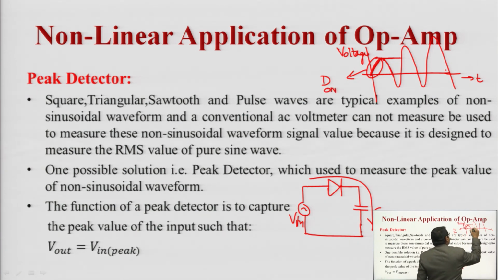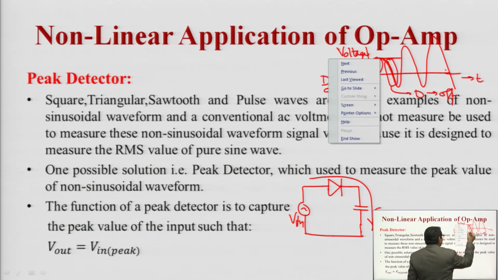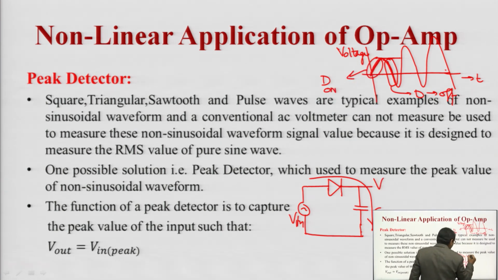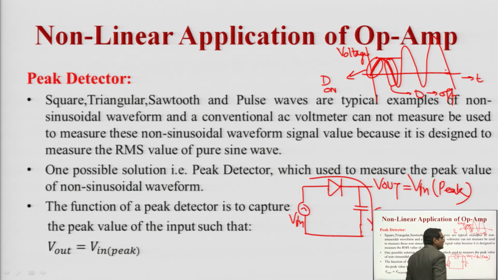and in this region, when V in starts decreasing, the diode will be off. The capacitor holds the previous value, that is the peak value, and V out will be constant. So V out in a peak detector is simply V in peak, capturing the peak value of the input voltage.